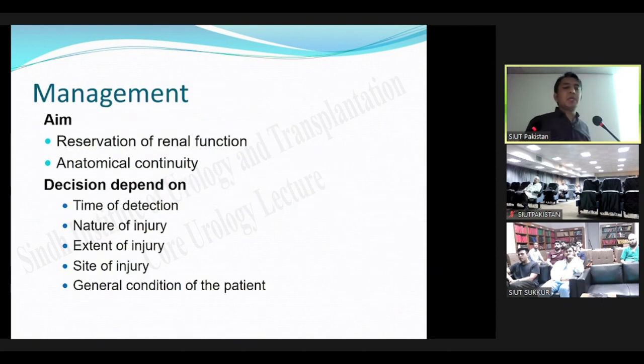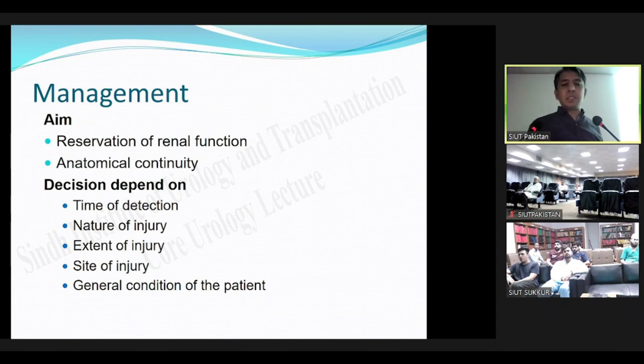The management for ureteric injury: the aim of ureteric injury management is the preservation of the renal function and the anatomical continuity, and the decision depends upon the time of detection, whether it is diagnosed early or late, the nature of the injury, whether it is iatrogenic or external traumatic injury, and then the site of the injury, as management changes according to the site of the injury, and the general condition of the patient is important.